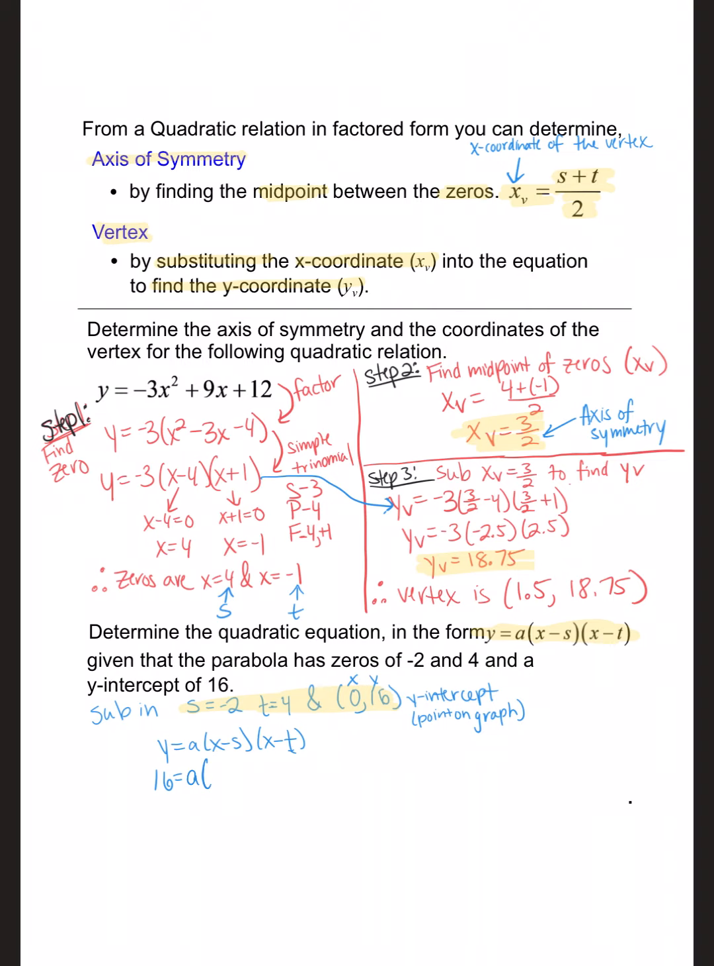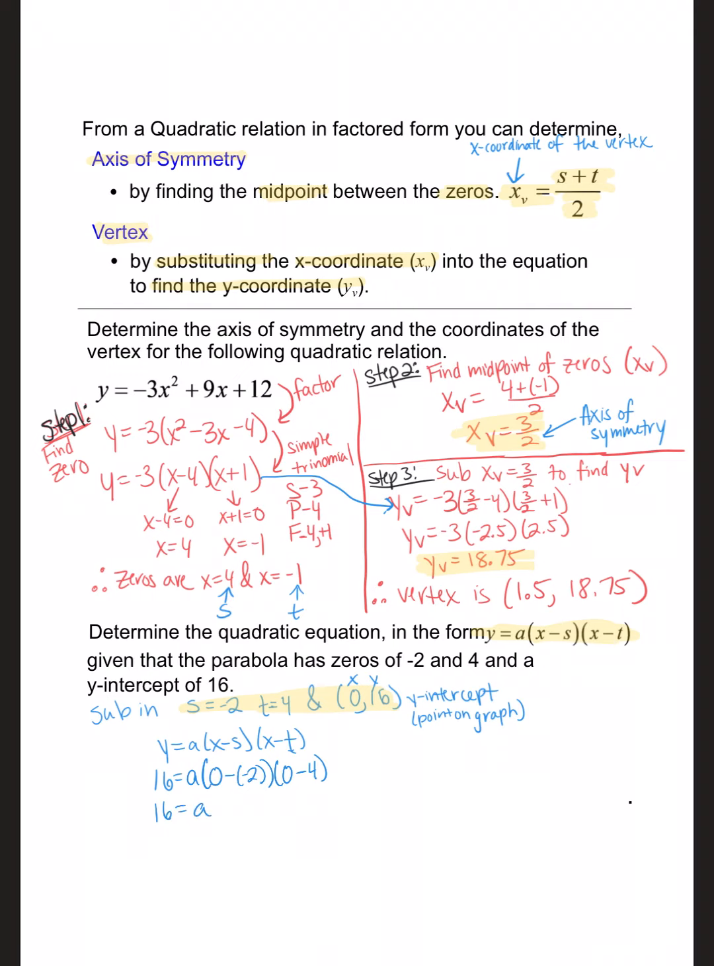And then x, I have 0 for x, minus my s. Well, my s is a -2. I can plug that in. And then x again, which we already said was 0. And then minus t, which is 4. So now I'm just going to work to simplify each side of the equation and then isolate for a.